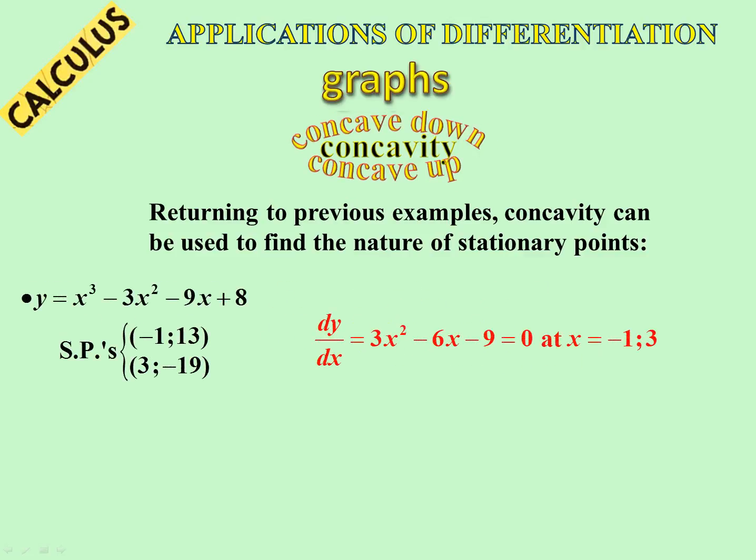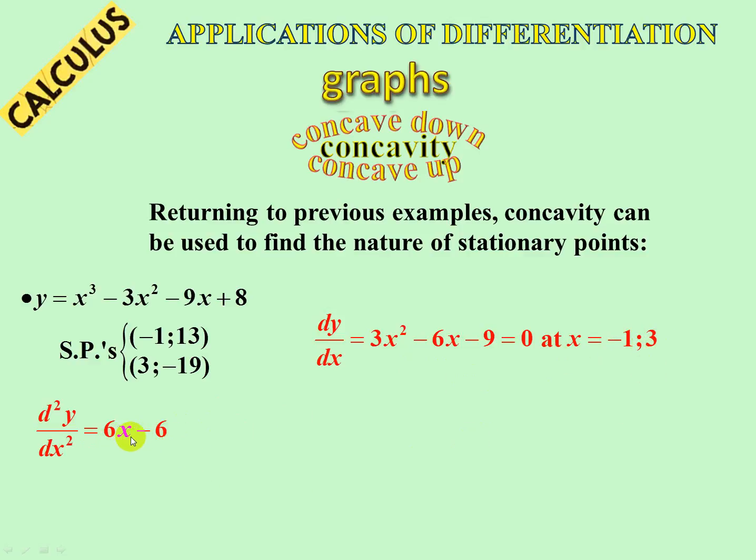Let's look at this one. This one had 2 stationary points. So there's our second derivative, 6x minus 6. I've differentiated the derivative. Now I'm going to investigate what happens at minus 1, what happens at 3.